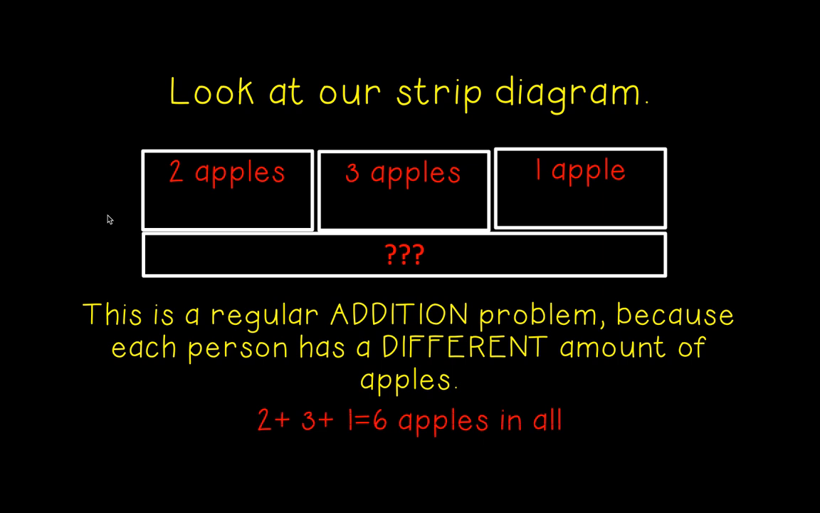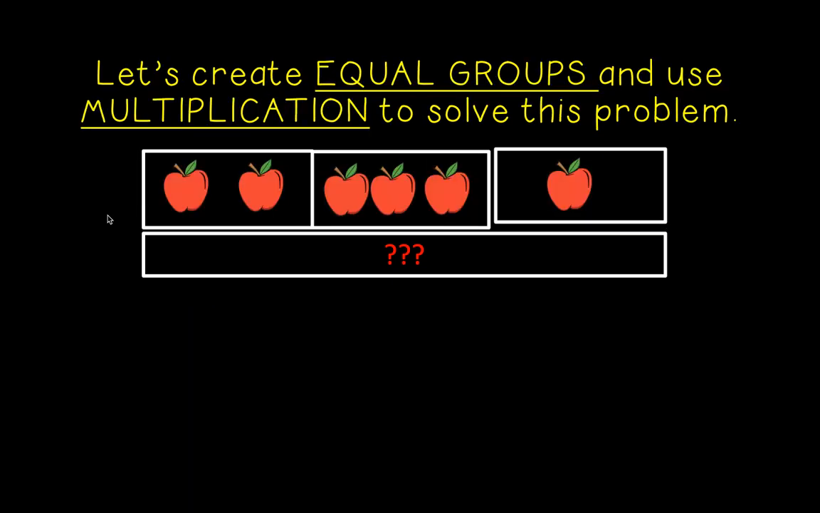So since this is an addition problem, we're actually going to change it to a multiplication problem. So right now it is addition because each person has a different amount. Joseph has 2, Leah has 3 apples, and then Camden has 1 apple. So we would just add 2 plus 3 plus 1, which equals 6 apples in all. But we're going to try and create equal groups and use multiplication to solve this problem. So remember, multiplication means you have the same number over and over, but this is not the same number. It's 2, then 3, then 1.